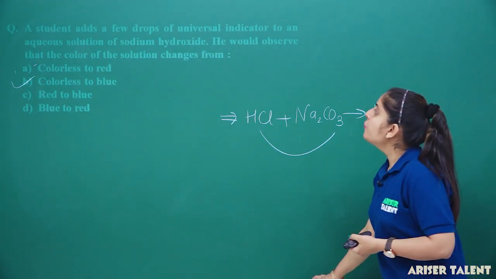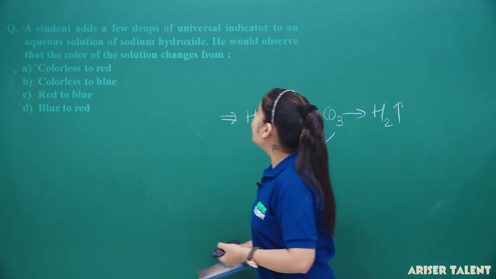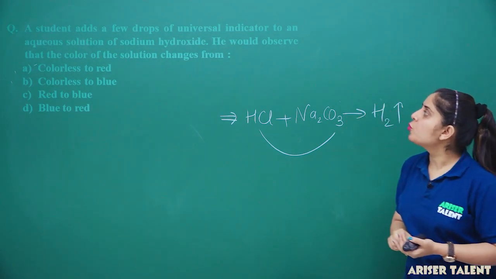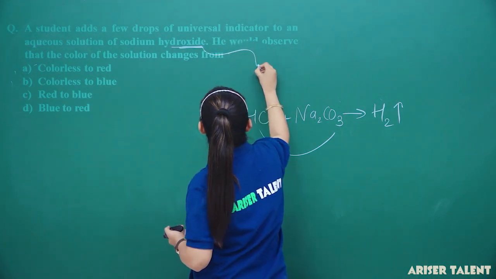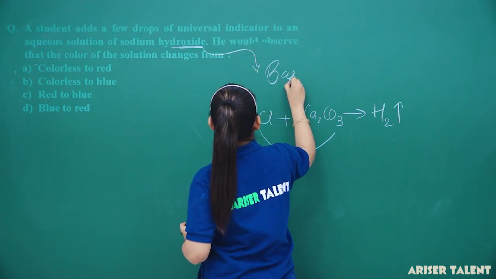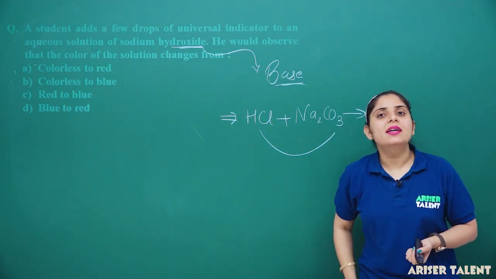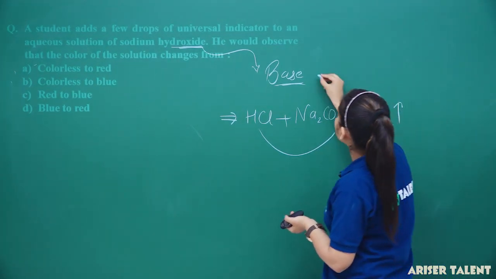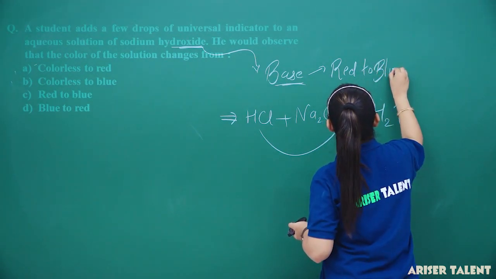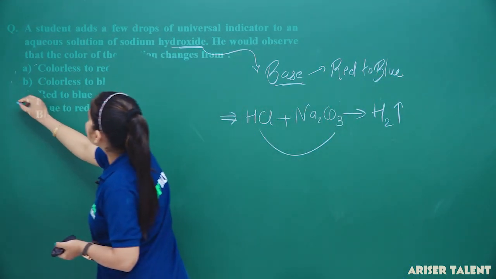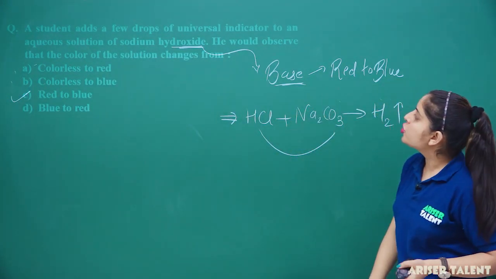A student adds a few drops of universal indicator to the aqueous solution of sodium hydroxide. The color of the solution changes from. So the student is adding something to sodium hydroxide. It means sodium hydroxide is a base. So what is the property of a base? The property of a base is that it turns red litmus to blue. So the correct option will be red to blue, because this is the property of a base. So here the correct option is option number C. Now we are moving to our next question.